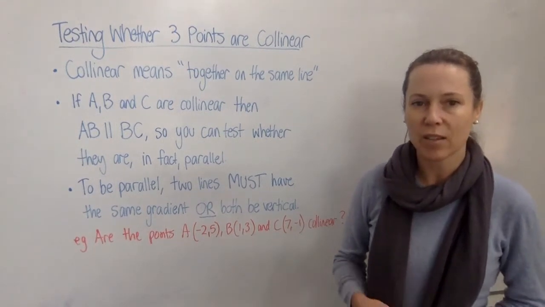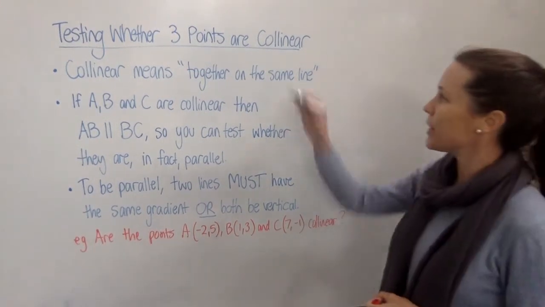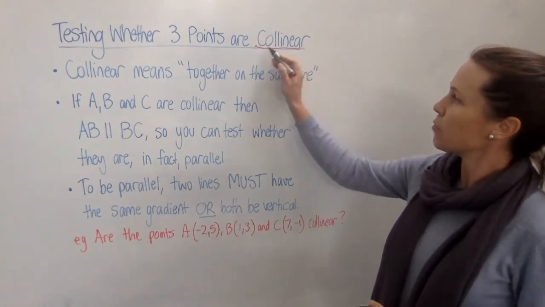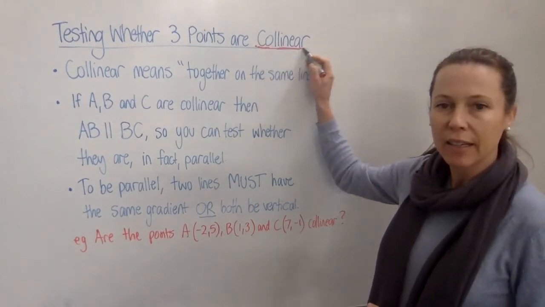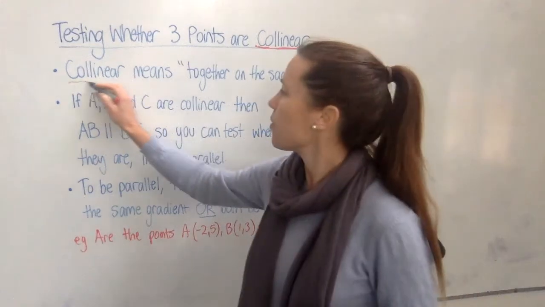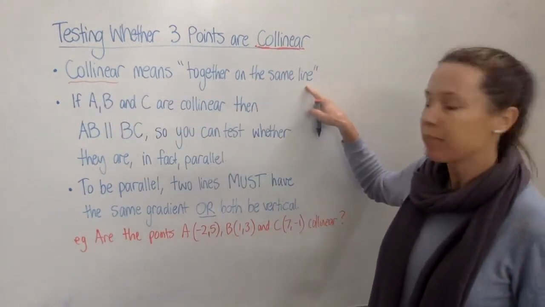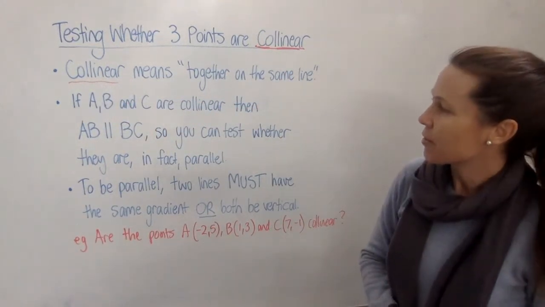It's quite straightforward to test whether or not points are collinear. Now, what does collinear mean? Well, co is together and linear is a line. So collinear means together on the same line. So that's the first thing that we need to know.